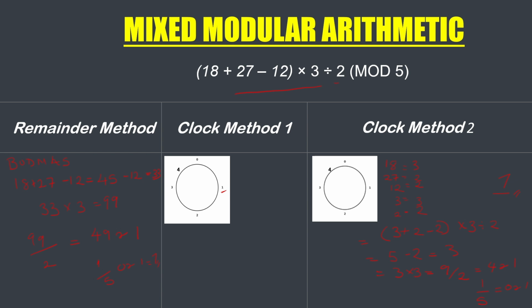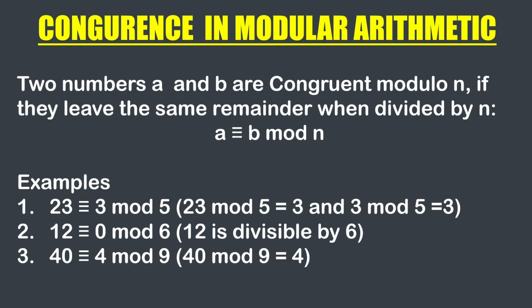The next, congruence in modular arithmetic. Two numbers a and b are congruent modulo n if they leave the same remainder when divided by n. a is said to be congruent to b mod n. Example, 23 is congruent to 3 mod 5. This means 23 mod 5 is equal to 3 and 3 mod 5 is equal to 3.